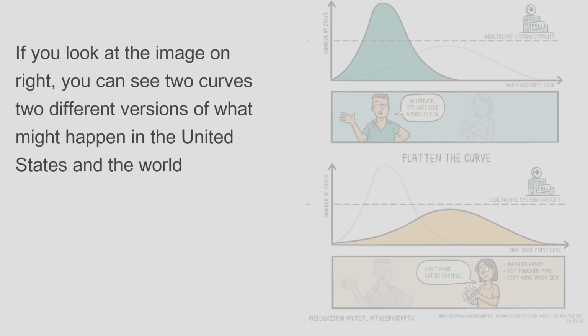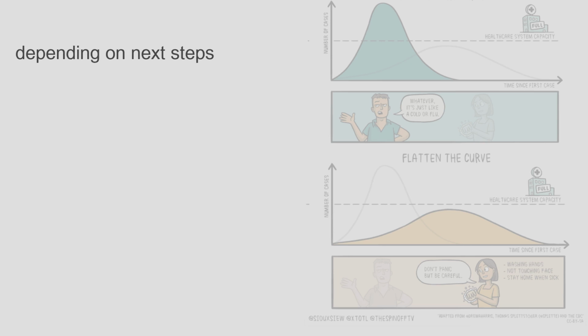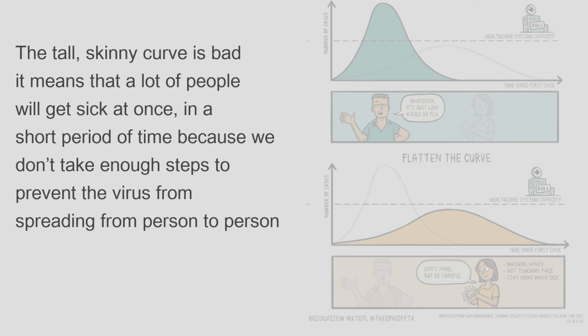If you look at the image on the right, you can see two curves, two different versions of what might happen in the United States and the world, depending on next steps. The tall, skinny curve is bad. It means that a lot of people will get sick at once, in a short period of time, because we don't take enough steps to prevent the virus from spreading from person to person.